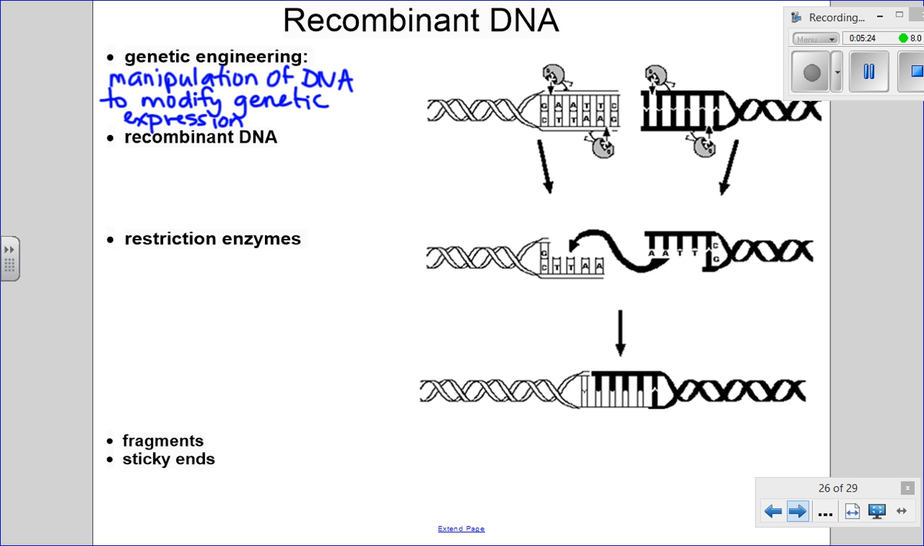So when someone is doing genetic engineering, they are changing or manipulating DNA in the hopes that when that DNA gets transcribed to messenger RNA, and that messenger RNA gets translated into a protein, I get a different result. I get different expression. Genetic engineering produces recombinant DNA.